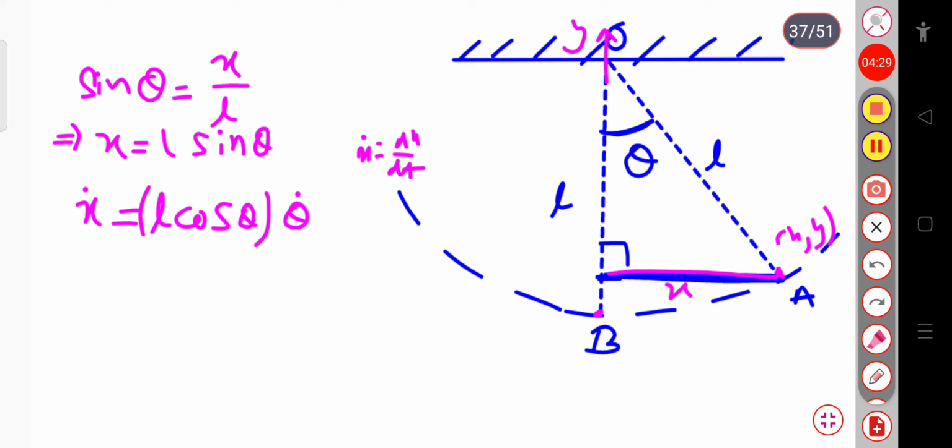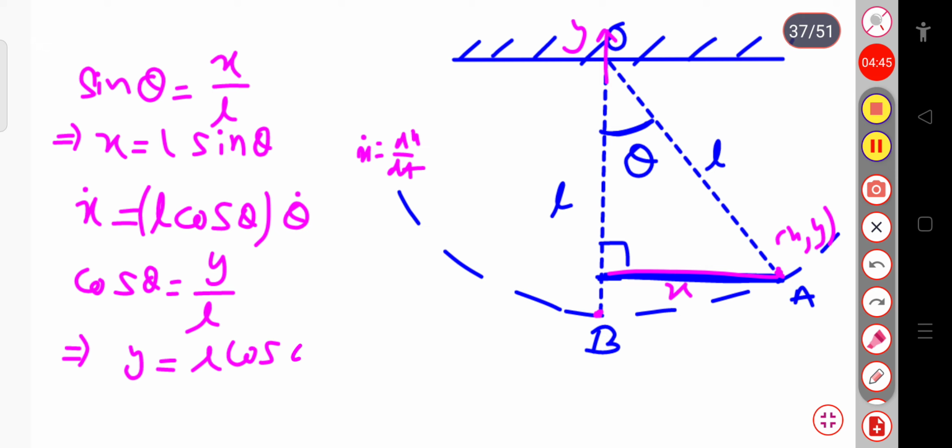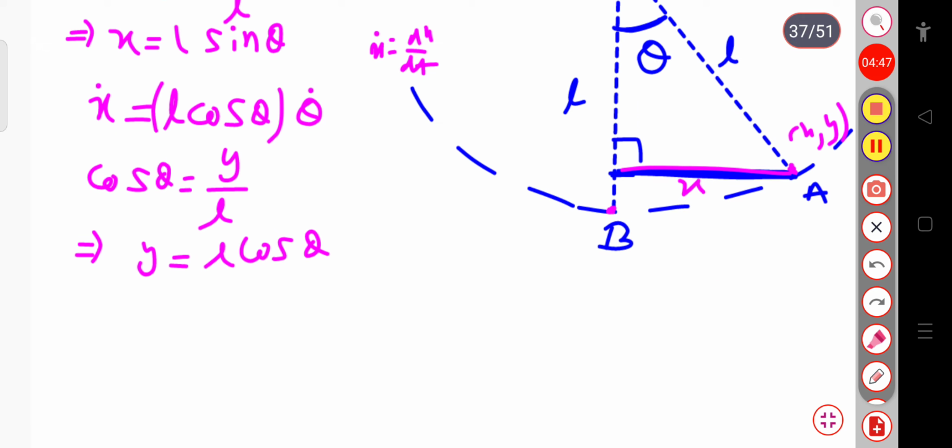Now similarly, cos theta is b by h. Here I am representing this vertical direction as y. So this will be y by L, or simply y equals L cos theta. And if I take the derivative of this, y dot, that is dy by dt, will be equal to minus L sin theta into theta dot, because the derivative of cos theta is minus sin theta.